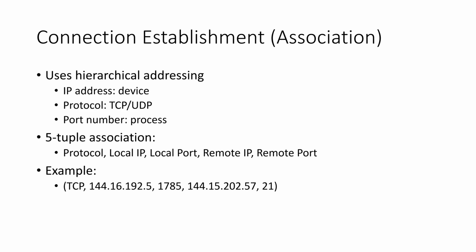For example, a TCP connection might be described as TCP, 144.16.192.5, 1785, 144.15.202.57, and 21. So this tells us everything about where the data is coming from, where it's going, which protocol is handling it, and which applications are involved on both ends. That's how networks manage process to process communication with precision.